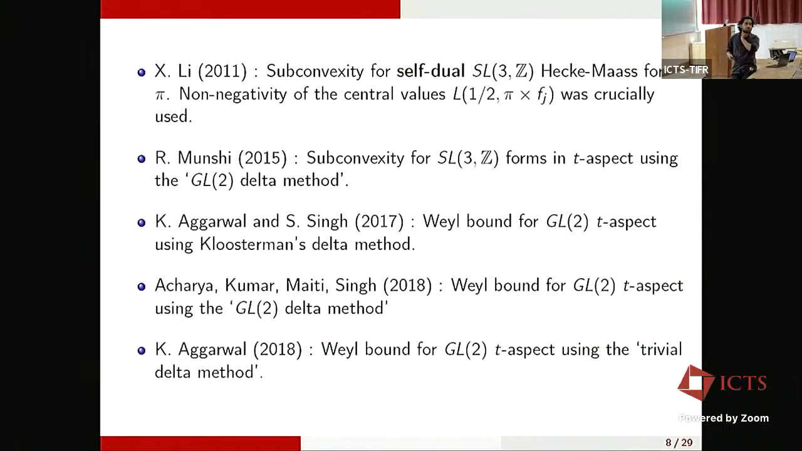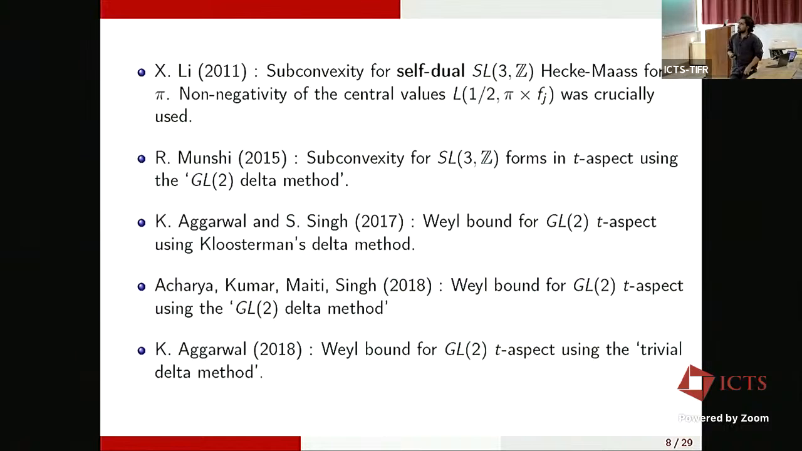And meanwhile, Roman and his group realized that, as far as the GL2 problem is concerned, you don't really need this high level machinery of GL2 harmonics. You just need a bunch of additive characters. One such example was given by Keshav, who once again recovered the best known P aspect bound for GL2 using what is called the trivial delta method. So this is what we will also be using.